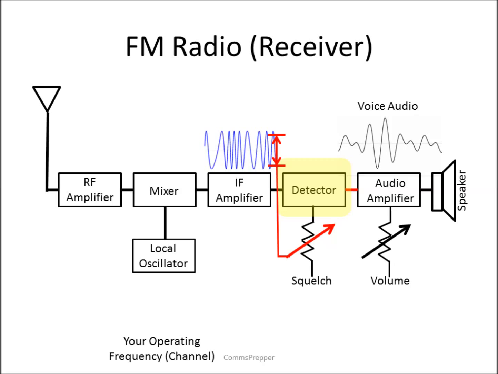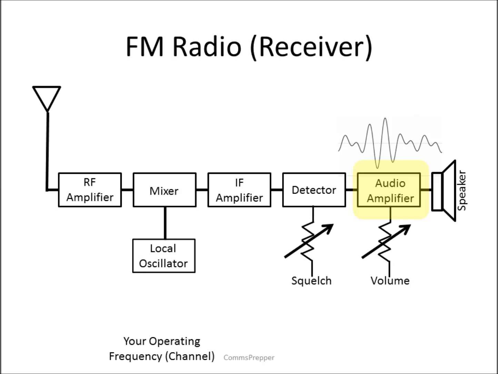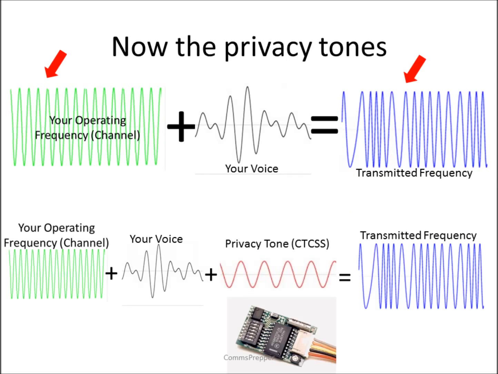And again, this is a simplified version. Again, you adjust your volume knob, and that adjusts the level of audio you hear at the speaker. So how does this come together?